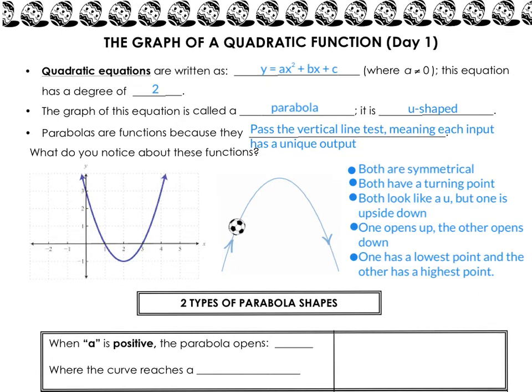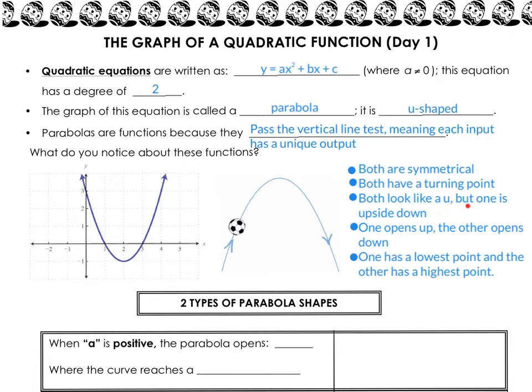Now, I just made a list of some of the observations students have made in the past. This may be different from your list, so add anything that wasn't included on yours. I just wrote both are symmetrical, meaning that if we folded them down the middle, they would be the same on each side. Both have a turning point, or a place where they start going the other way. So here I started going up, and then after this point up here, I start coming down.